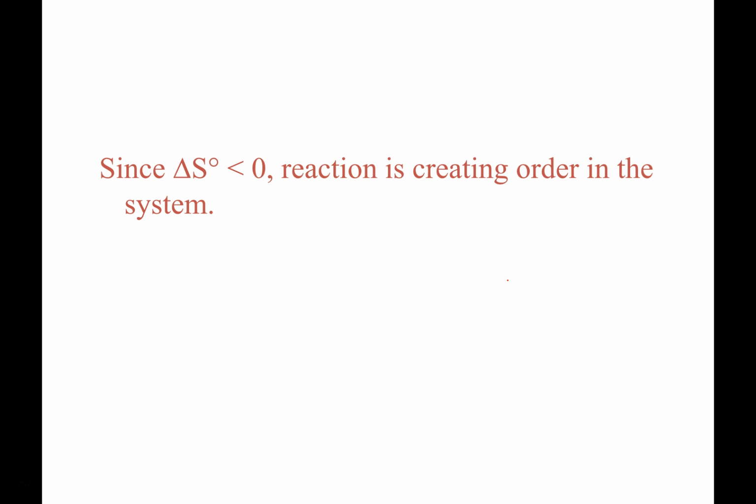So delta S negative means it's creating order. So how many people think this favors spontaneity? How many people think this disfavors spontaneity? Why does it disfavor spontaneity? Because it's creating order. Right, it's creating order. And it's the opposite of the dispersion of matter. Yep. You'll get it too.